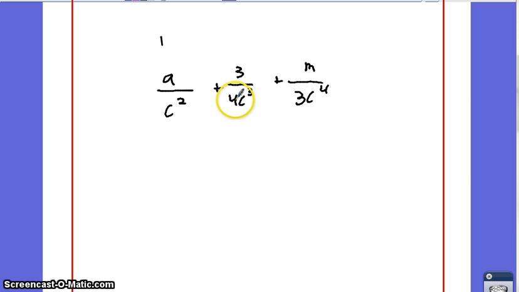Try one more. A over c squared plus 3 over 4c to the third power plus m over 3c to the fourth power. All right. What can we have in common? Let's take a look at our numbers first. What's the least common multiple of 4 and 3? 12. Okay, so our first denominator is going to be 12. Now I'll take the c's. What do I need for c's? I need c to the fourth. That's the largest one I have there.